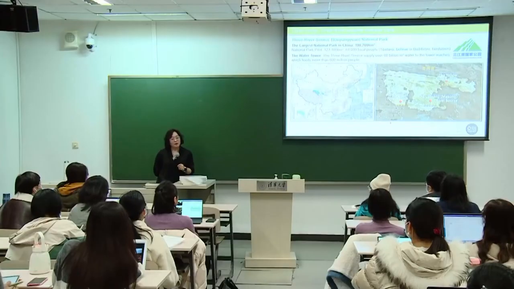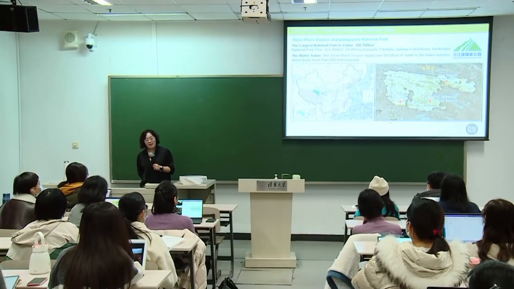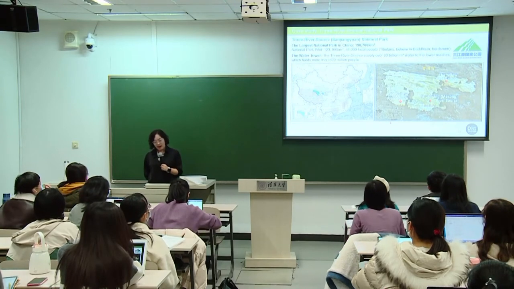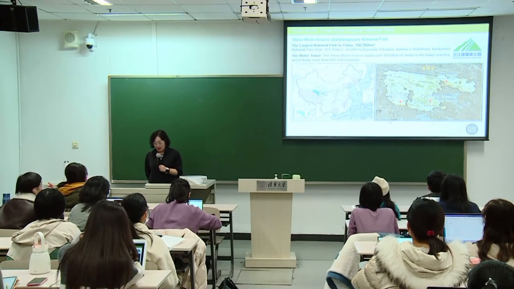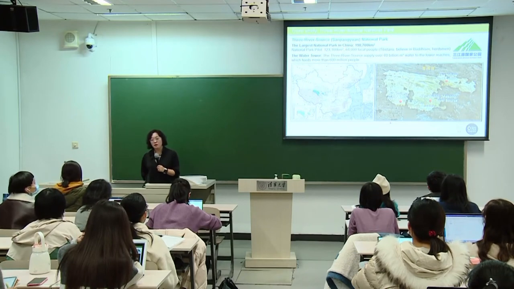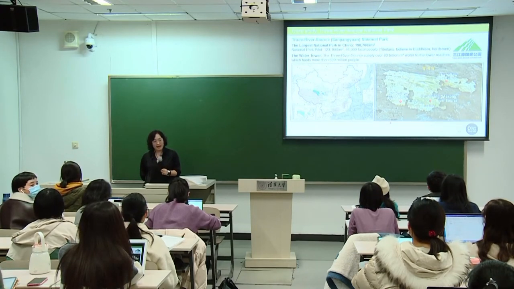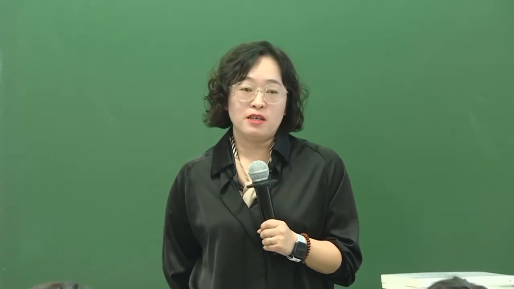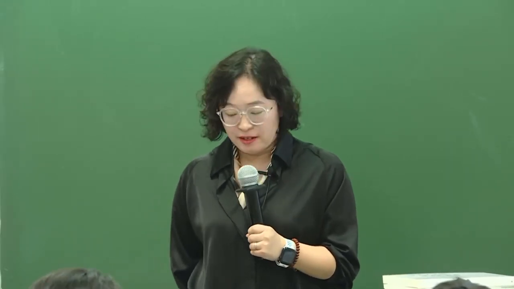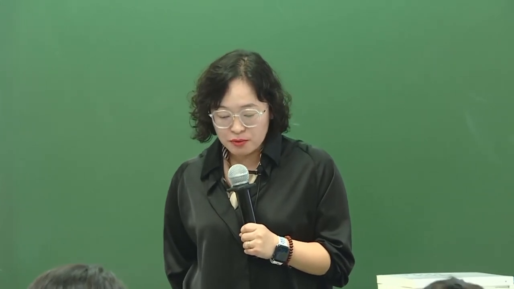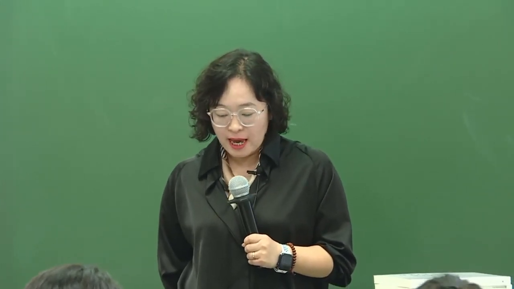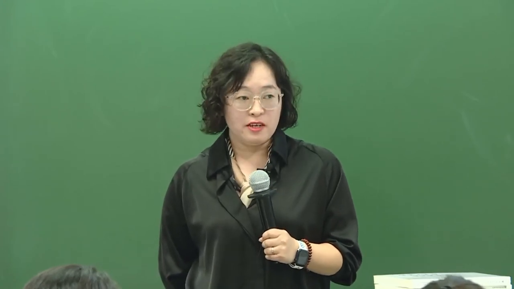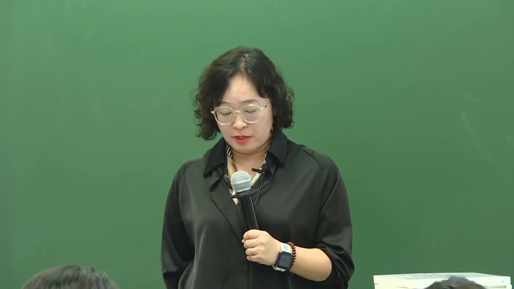Okay, Three River Source National Park, 三江源 National Park, is located on the Qinghai Tibetan Plateau, and is an important ecological barrier for China, even for Asia, and it is known as the Water Tower of China and Asia. It is rich in biodiversity, and it is also the most fragile and sensitive place of the ecosystems.